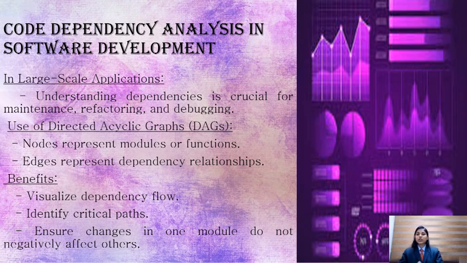Think of each node in the graph as a module or function and the edges as the relationships between them. Basically, which part of the code depends on what? Since it's a directed and acyclic graph, there are no cycles, meaning dependencies follow a clear flow without looping back on themselves. So, what are the benefits of using this approach?